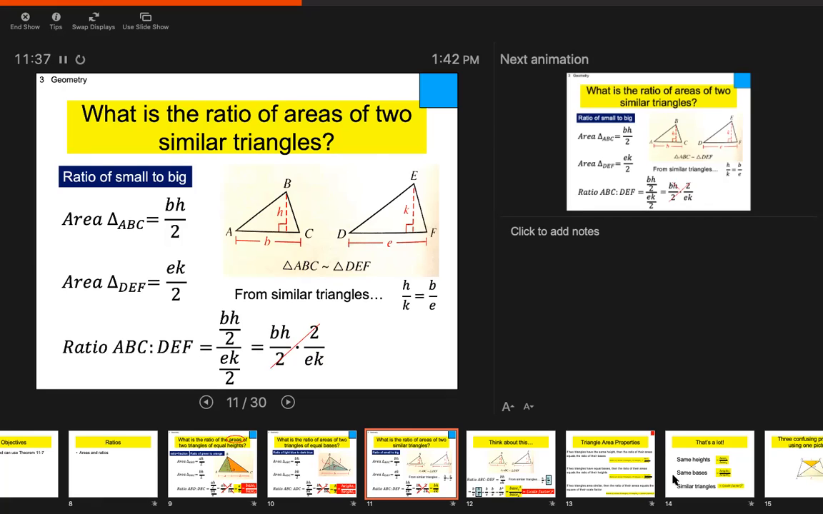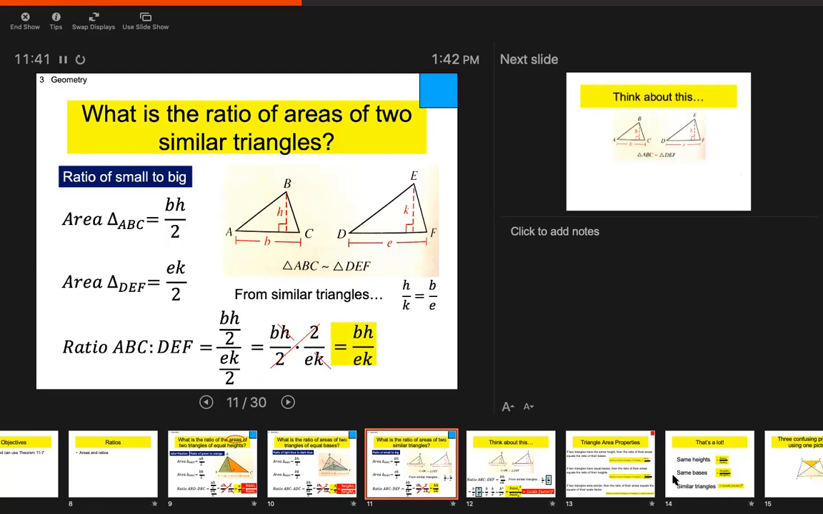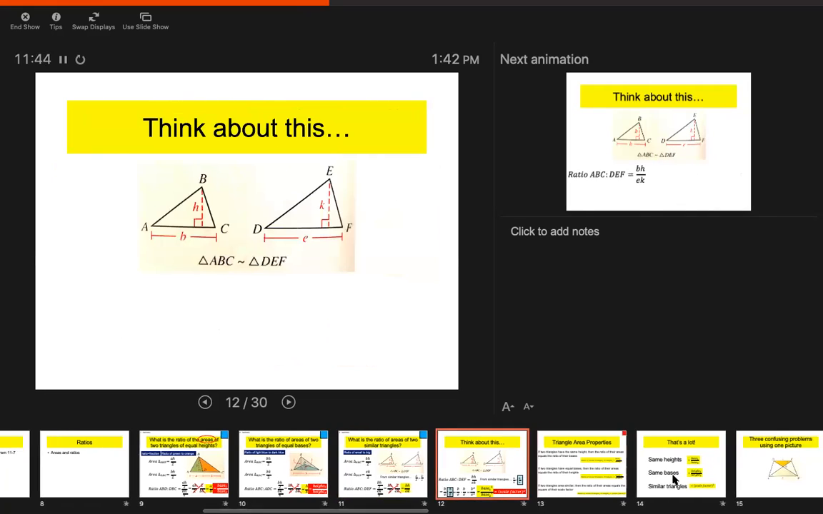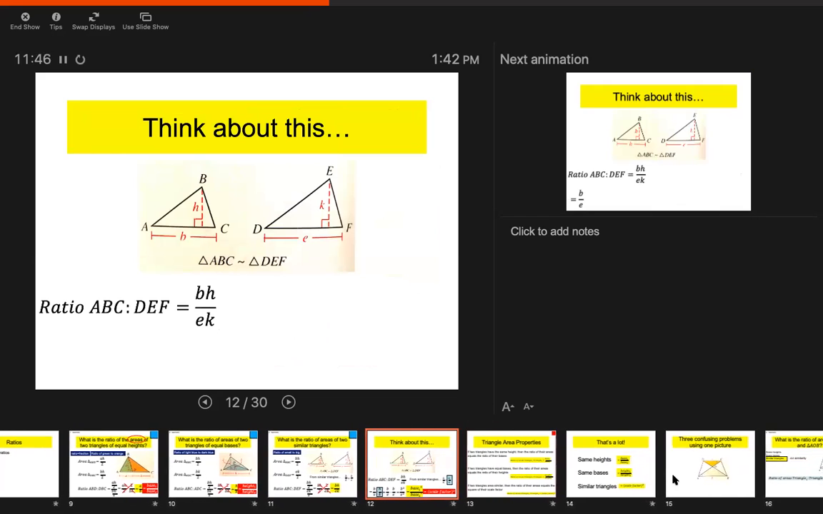I'm going to do some magic here. Next slide. We get BH over EK. All right, same thing. Now watch this magic. Is there another way of writing this? Don't think about the ratio of DAF to ABC. Just this fraction, BH over EK.